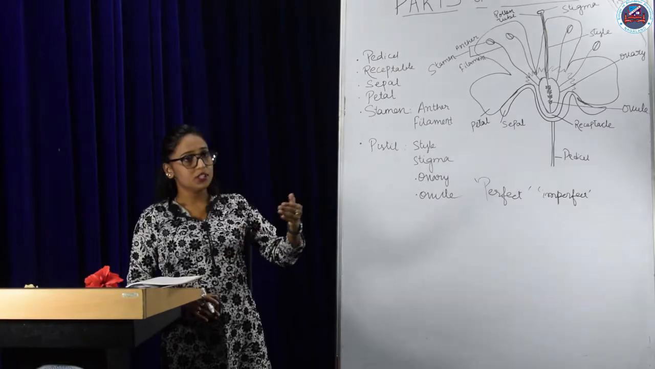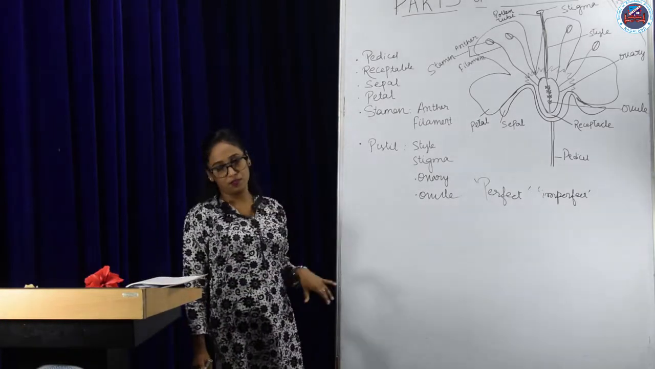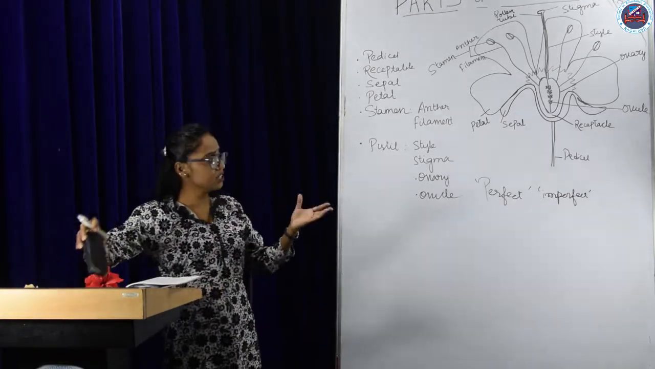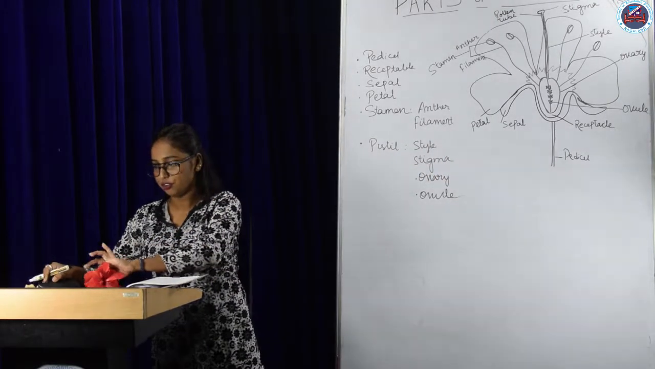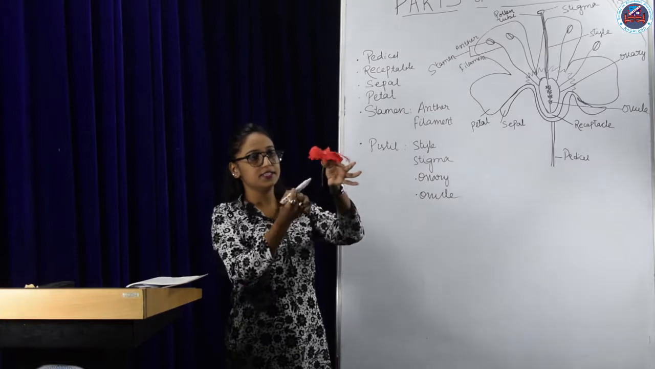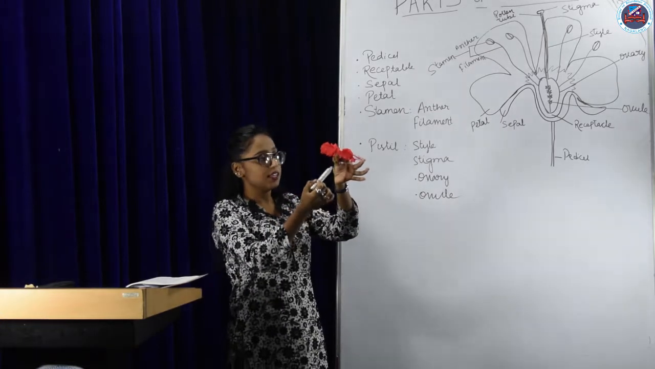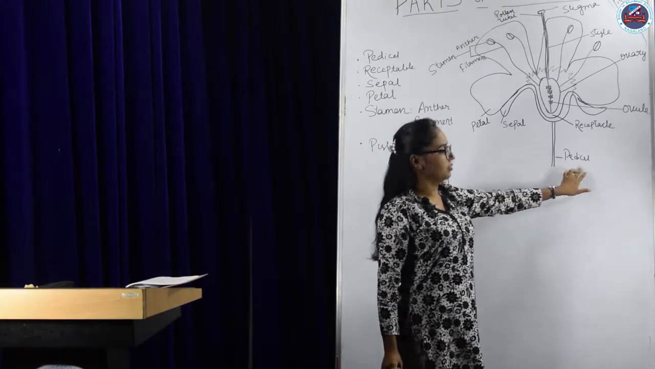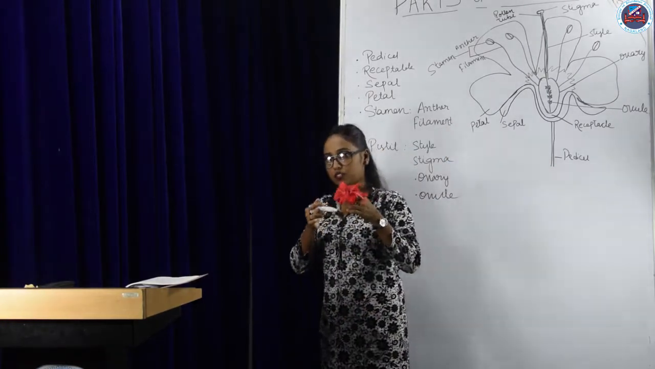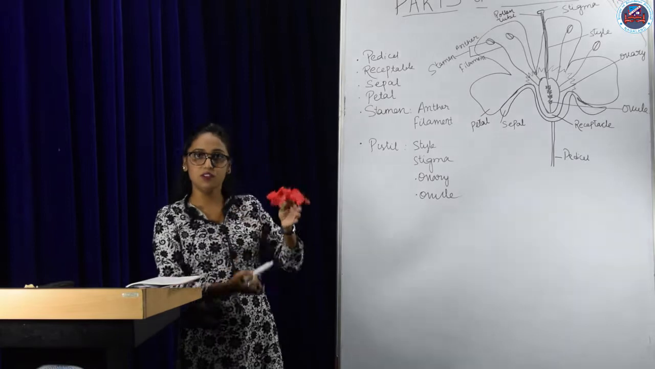Okay, keeping this aside, let's go into the parts of the flower. The first part which comes when you hold a flower in your hand is this green colored part. This green colored part is called what? Pedicel. It is the stalk of the flower.